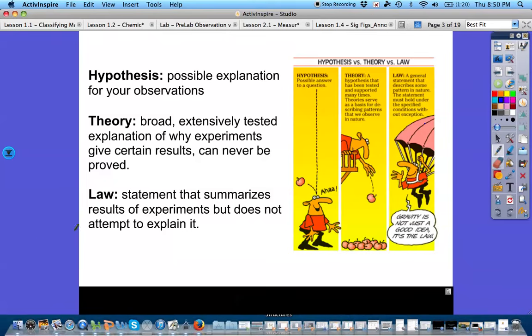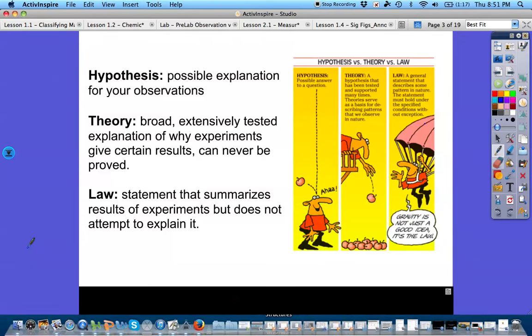A theory is a broad, extensively tested explanation of why experiments give certain results, but they can never be proved. You're probably familiar with the Big Bang Theory, the theory of evolution, to name a few. Some other theories that you may have heard mentioned before are string theory and the theory of relativity. Those are all theories.